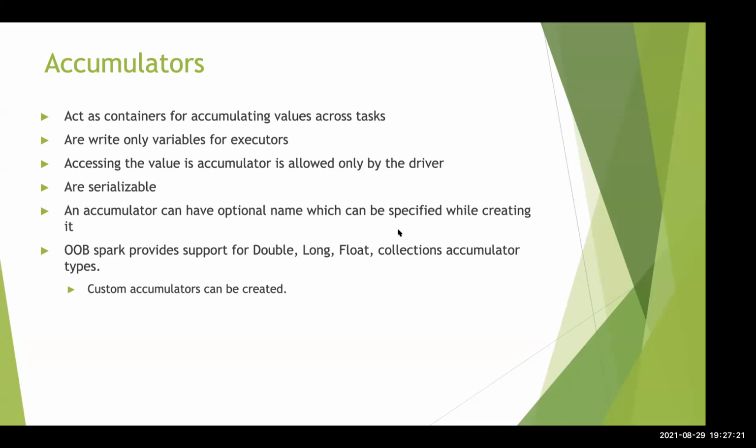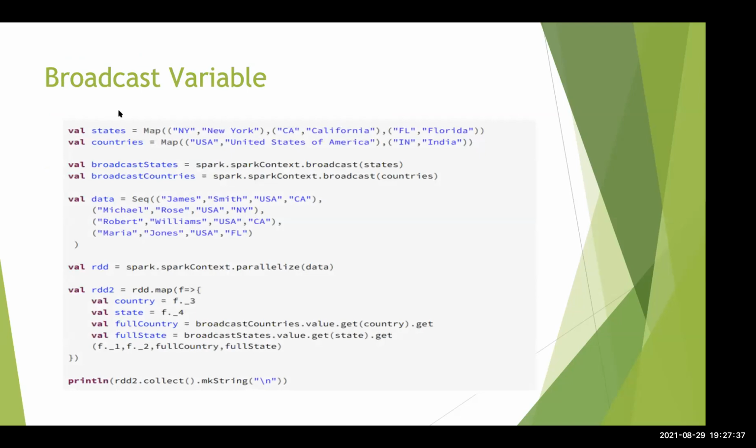An accumulator can have an optional label, which can be specified when creating it. Out of the box, Spark provides support for double, long, and float collections. If you have some data type which does not fall into any of these, you can create your own custom accumulator also. As for broadcast, we discussed the broadcast variable. Let's see an example of that.